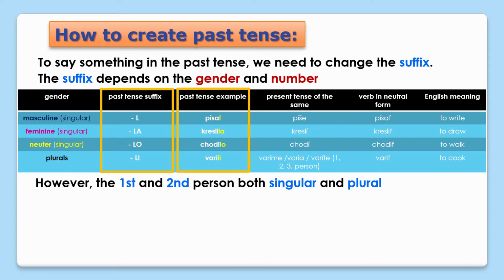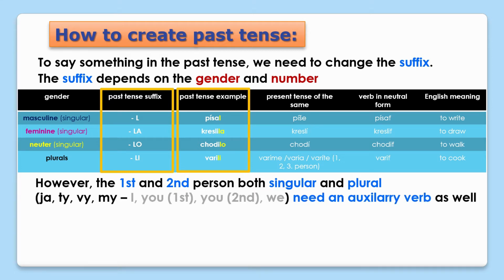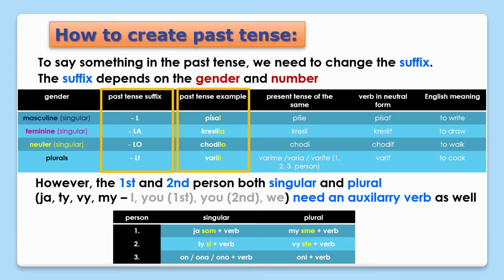However, you need to remember that with the first and second person, both singular and plural, all of them except the third person, we need to use an auxiliary verb. So in the first person singular, the auxiliary verb would be som. In first person plural, the auxiliary verb would be sme. Second person singular, si. Second person plural, ste. And with the third person, we don't use auxiliary verbs.